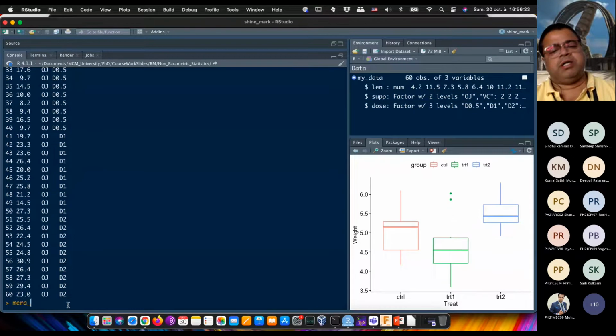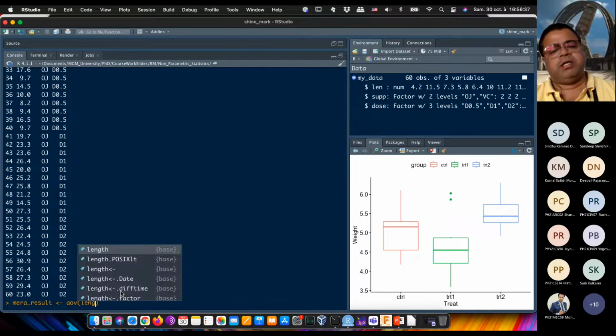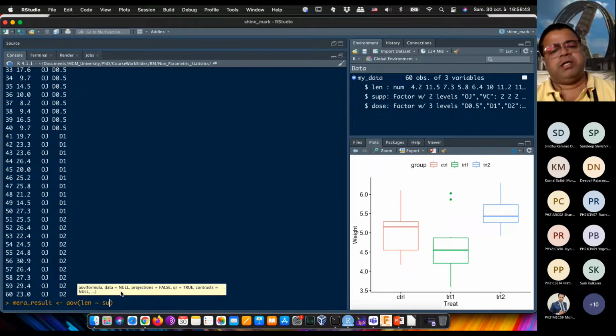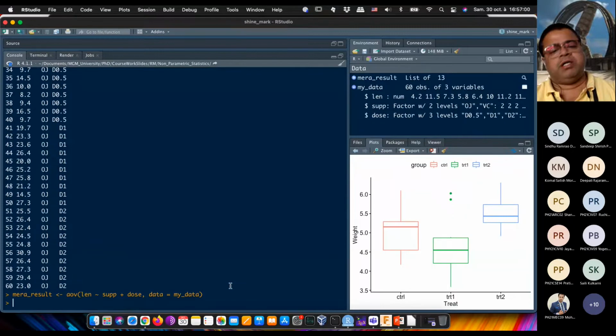My result, okay, and when I am doing my result, please remember that I am not going to talk about the interaction right now. I will talk about the interaction much later. So the field name is length as a factor of supplement and dose. This I have to put in. And remember, I have to give the data also. Data equal to my data. So data is important, you have to tell from which data the fields come. So now I am going to do that, and let us print the summary of my_result.